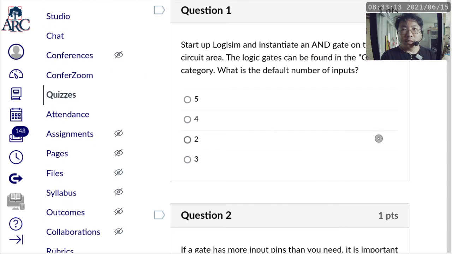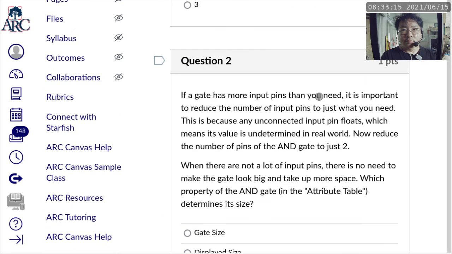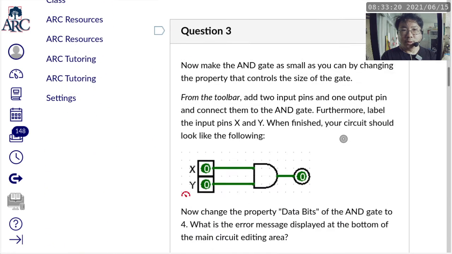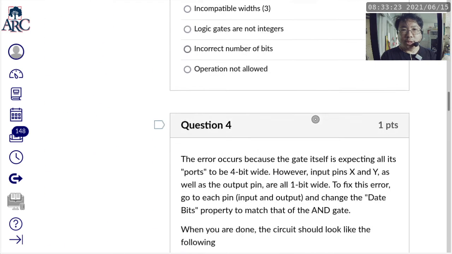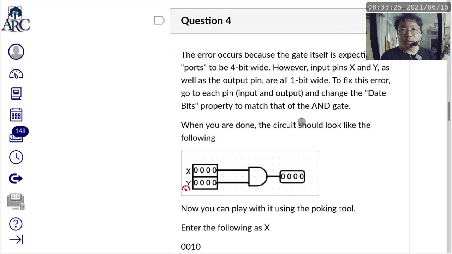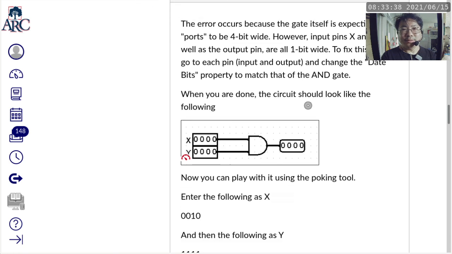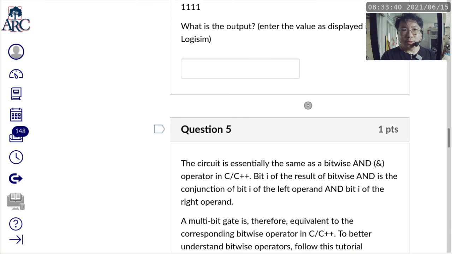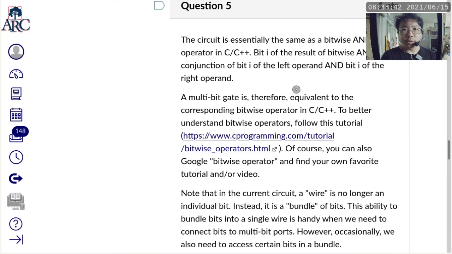Okay, so there are explanations of how multi-bit works, and also illustrations of how the result of a multi-bit thing works. These are all hands-on stuff to help you understand what a multi-bit gate and a multi-bit input pin are, and how they are different from single-bit equivalents. And question number 5 is trying to relate multi-bit gates to bitwise operations.